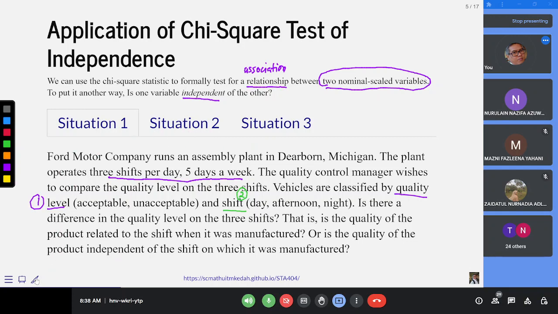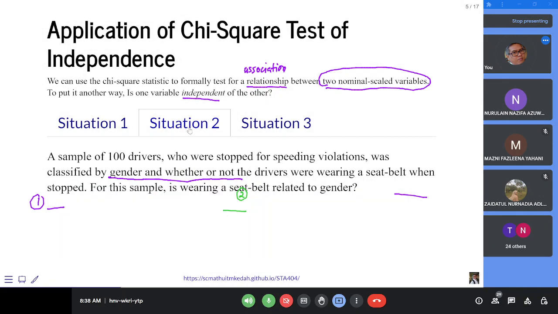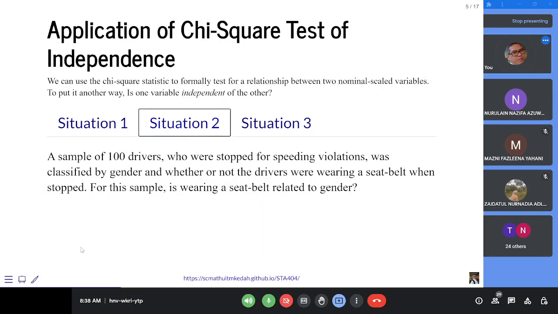Okay, and then the second situation, a sample of 100 drivers who were stopped for speeding violation was classified by gender. So you ada the first variable here, gender, and whether or not the drivers wearing seatbelt when stopped. So dia ada dua kat sini kan. So whether they wear seatbelt or do not wear seatbelt.